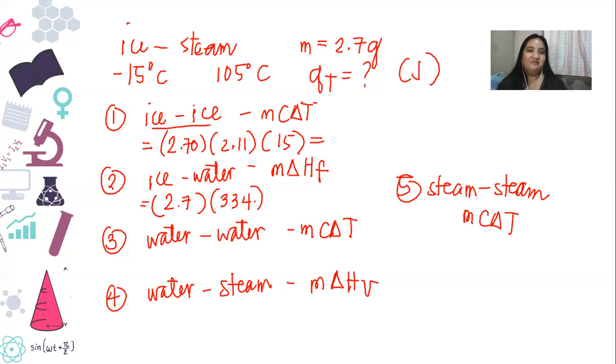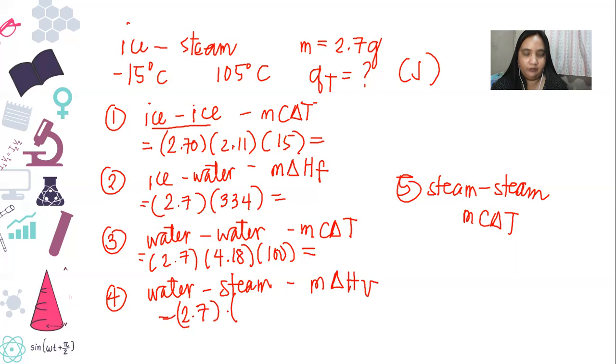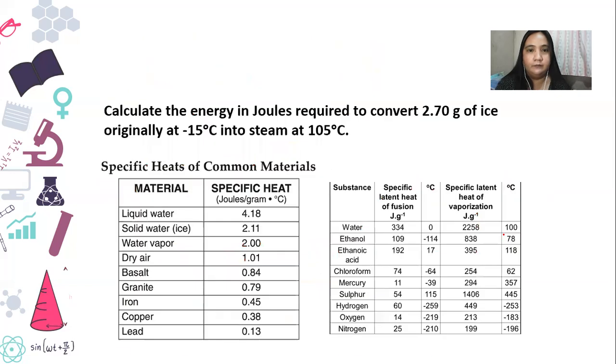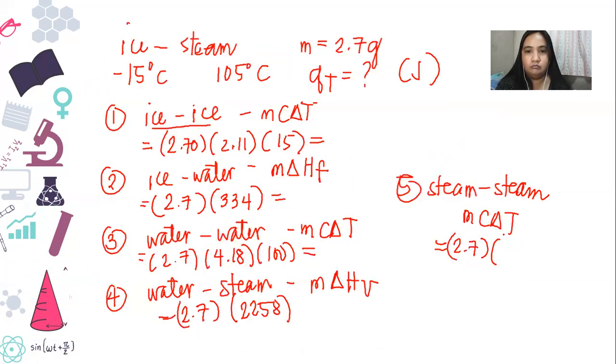I have a small table here. I have a cheat sheet. I don't memorize them, I just check my cheat sheet. And then water to water, that's 2.7 again, and then 4.18 because you're bringing it to a boil, that's 100. And then water to steam, that's 2.7 multiplied by HV. Our HV is, I think, 2258. And finally, steam to steam, that's an MC delta T. That's 2.7 times C of steam. C of steam is 2, and then times 5.